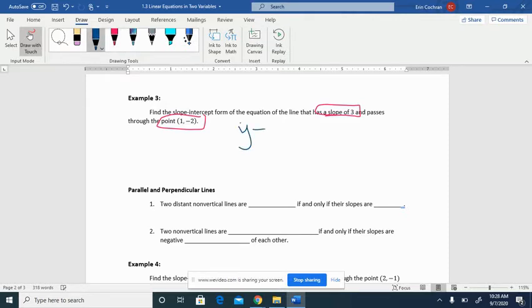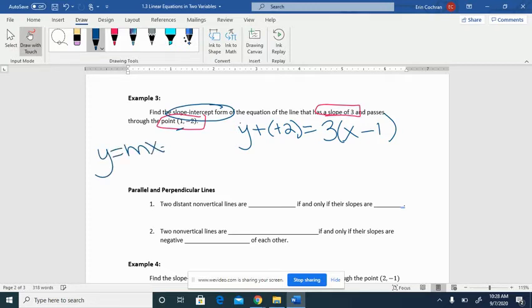So y minus my y coordinate, which is -2, equals my m, which is my 3, times x minus my x1, which is 1. And minus a negative is positive, okay? Now, we're not in slope-intercept form. Slope-intercept form is y equals mx plus b. But we can go ahead and solve for y. So your first step to solve would be distribute.